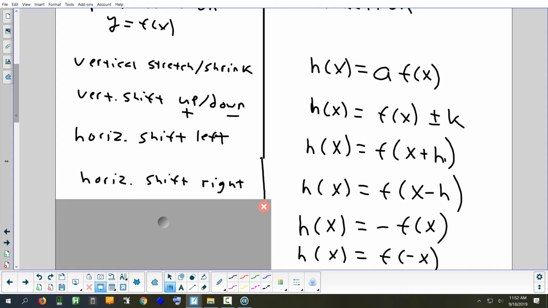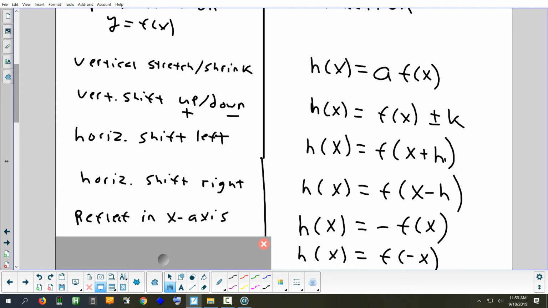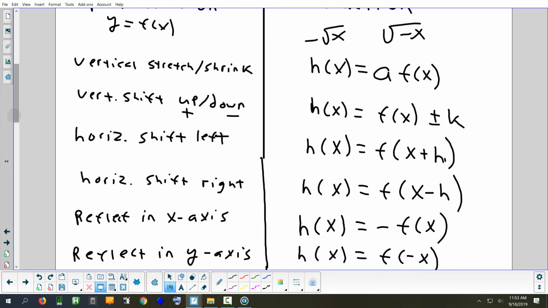Now, if you put a negative in front of the function, that's what we did yesterday. What does the negative in front do? Zach? Flip it over the x. Now, if you put the negative inside, and what I mean by inside and outside is like if you had square roots, that's outside, that's inside. When you put it on the inside, that's what I just went over with you. Reflect it over the y.